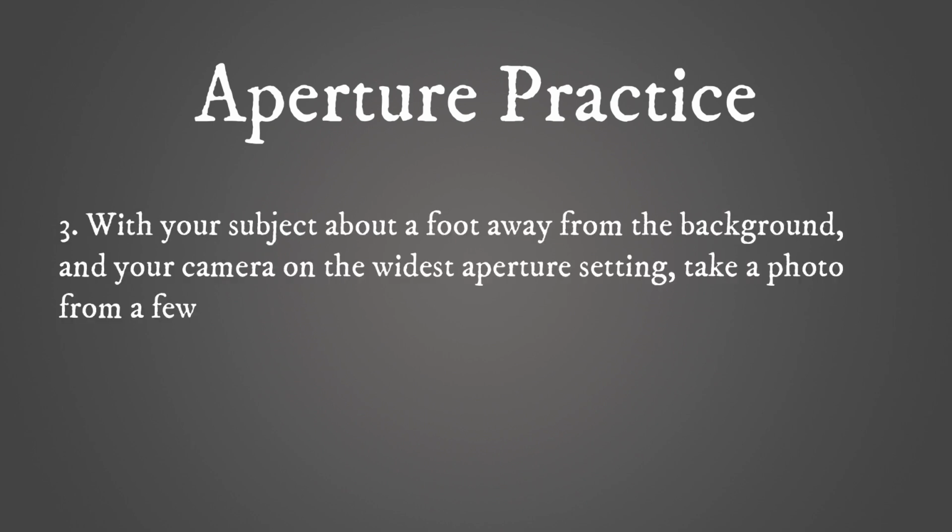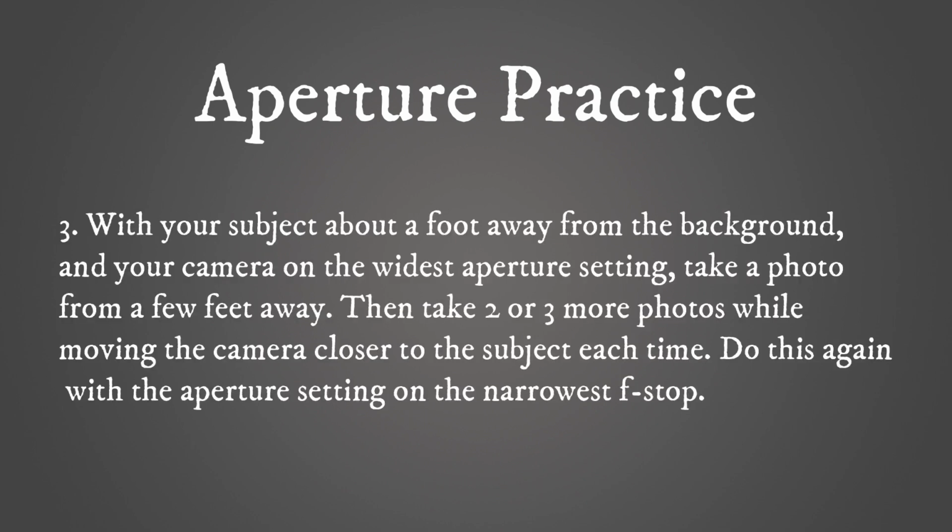Exercise number 3, take one object and set it about a foot away from a background. Set your camera to the widest aperture setting and take a photo of the object from a few feet away. Then take 2 or 3 more photos of the object while moving the camera closer to it each time. Do this same exercise with the aperture setting on the narrowest f-stop as well.